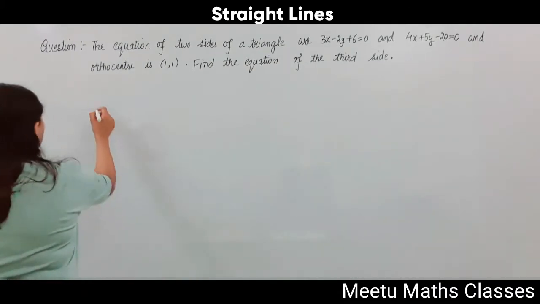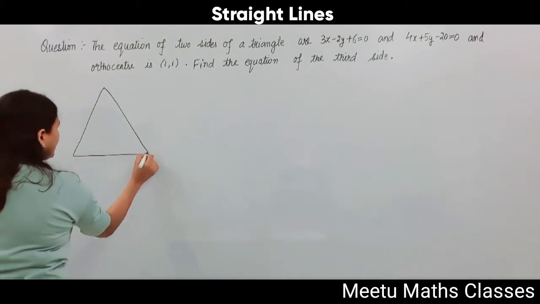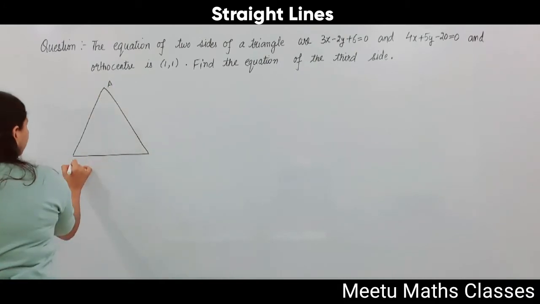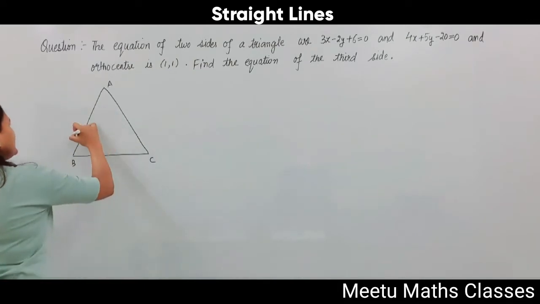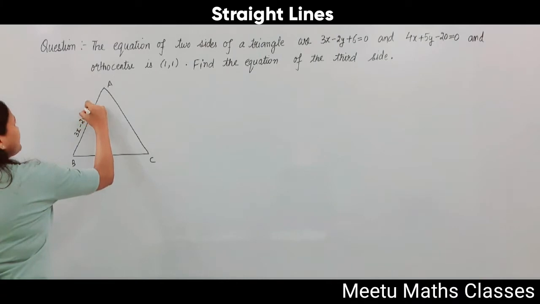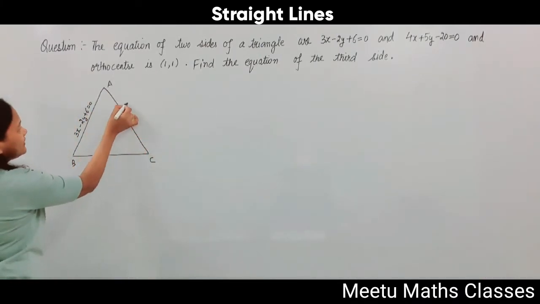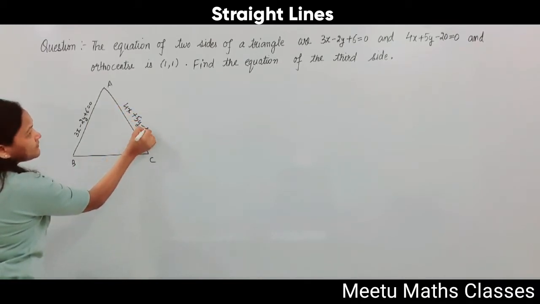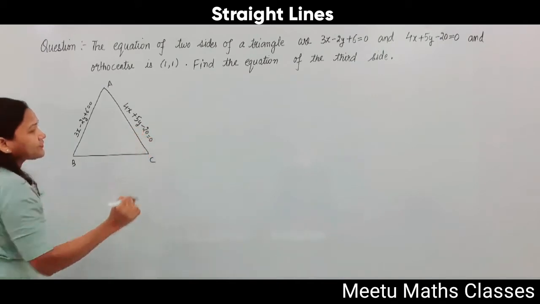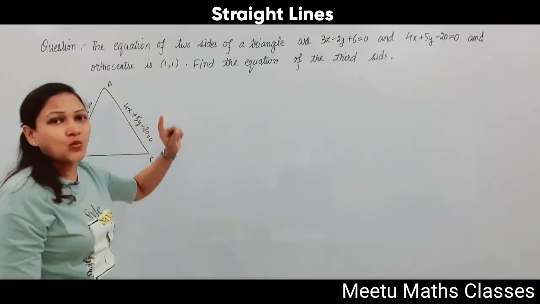So suppose ABC is a triangle and you are given the equations of two sides. Let the equation of AB be 3x minus 2y plus 6 equals 0 and the equation of AC be 4x plus 5y minus 20 equals 0. We also know that the orthocenter is (1, 1).